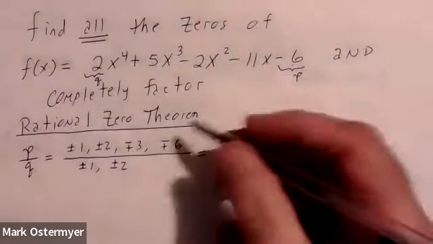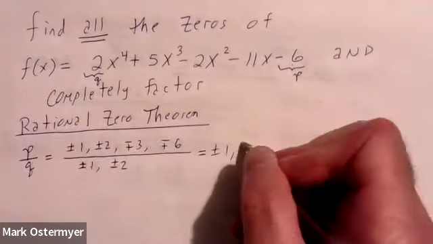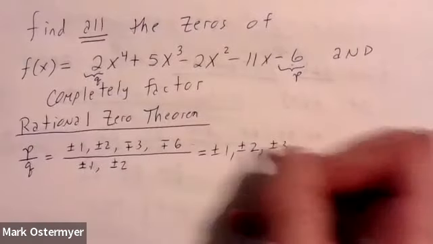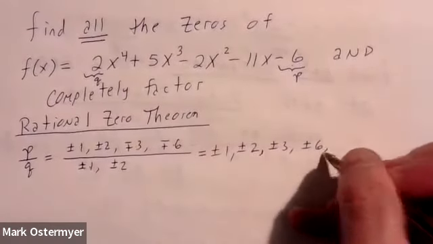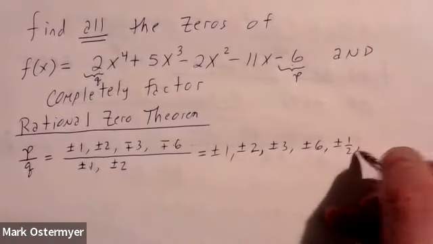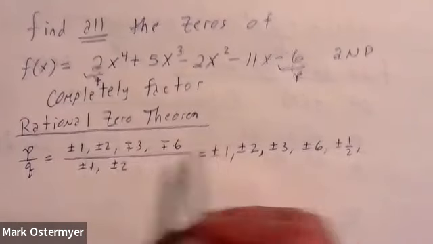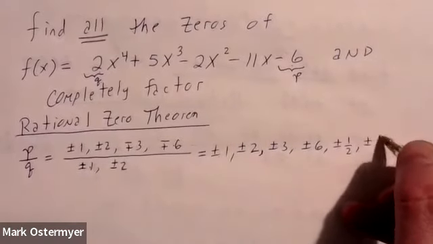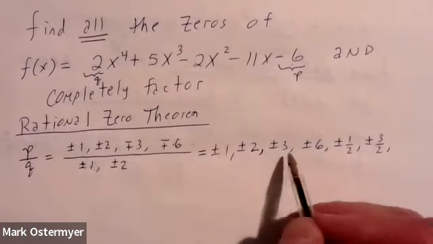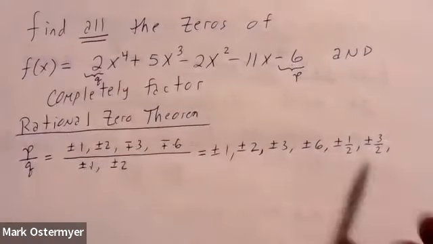So here's some potential rational zeros. Positive or negative 1 over this is going to be positive or negative 1. Positive or negative 2 over this is positive or negative 2. Positive or negative 3 over this is positive or negative 3. Positive or negative 6 over this is positive or negative 6. But we have some other potentials. Positive or negative 1/2 could be rational zeros. Positive or negative 2 over positive or negative 2 is positive or negative 1. We already got it. Positive or negative 3/2. Positive or negative 6 over positive or negative 2 reduces down to positive or negative 3. We already accounted for that. Here we go. This is our list of potential rational zeros for f of x up here.